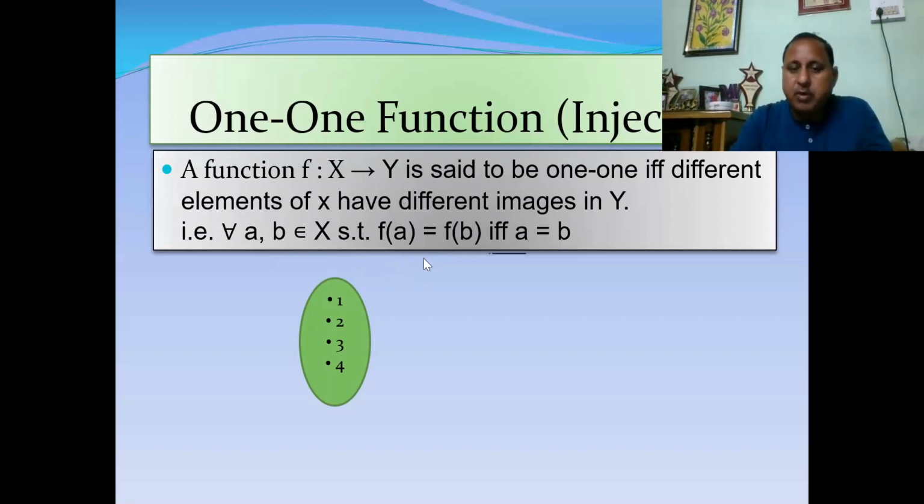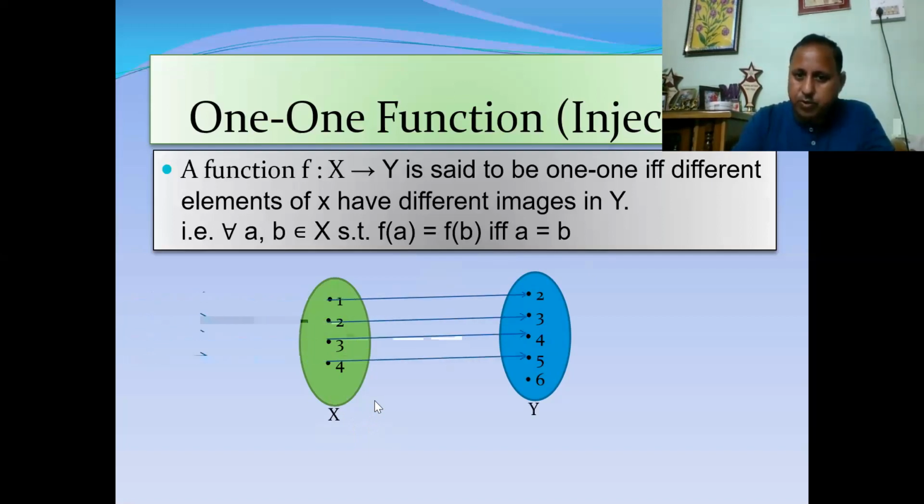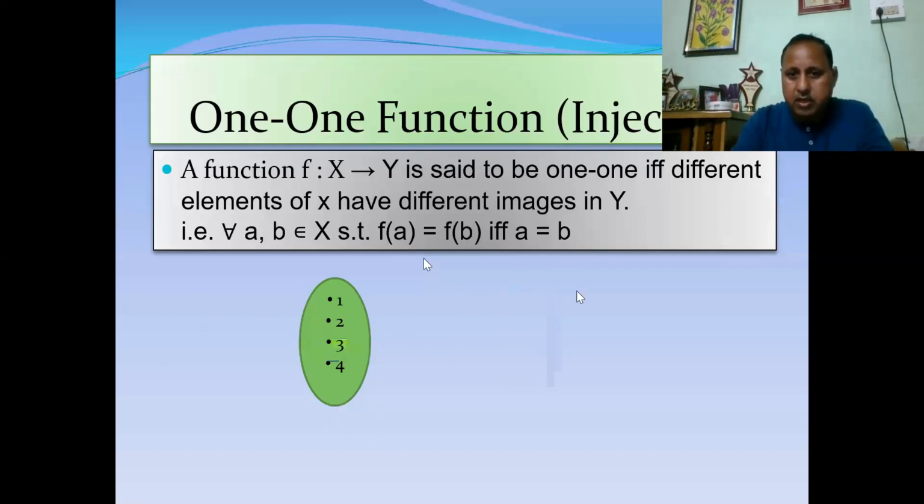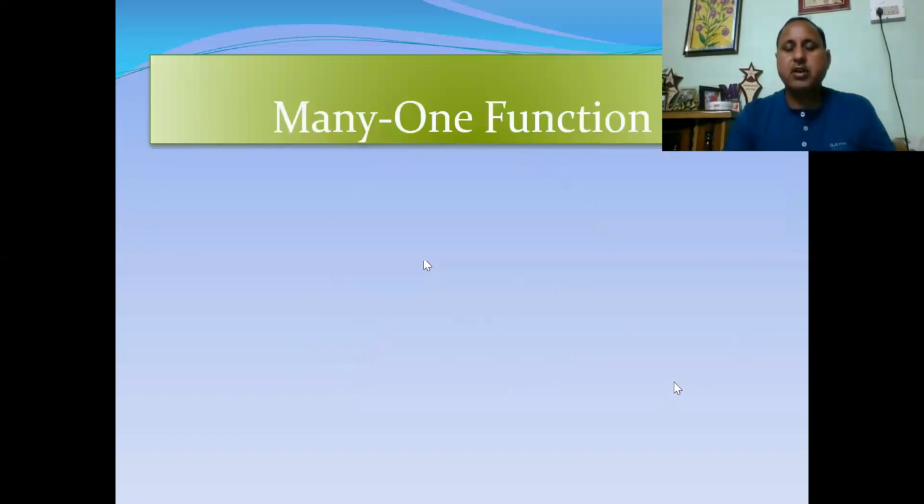You know the contrapositive of the statement if p then q is if not q then not p. It means you can say if a not equal to b, then f of a not equal to f of b. This is another definition of one-one function. So observe: if you take different elements from the domain, their images should be different. Now observe, I have taken 4 elements, 1, 2, 3, 4. Each has a different image. It means yes, this function is called one-one function.